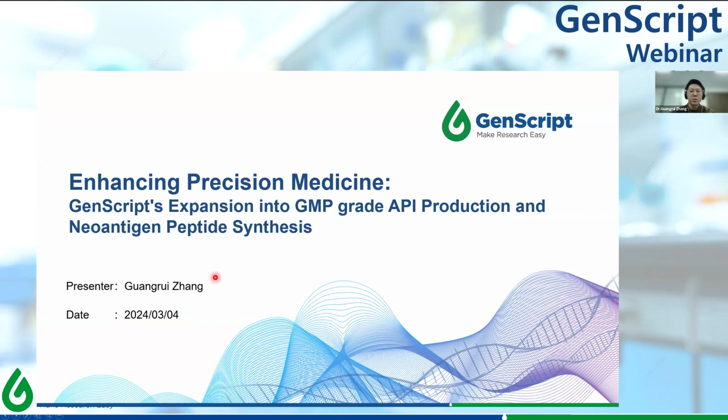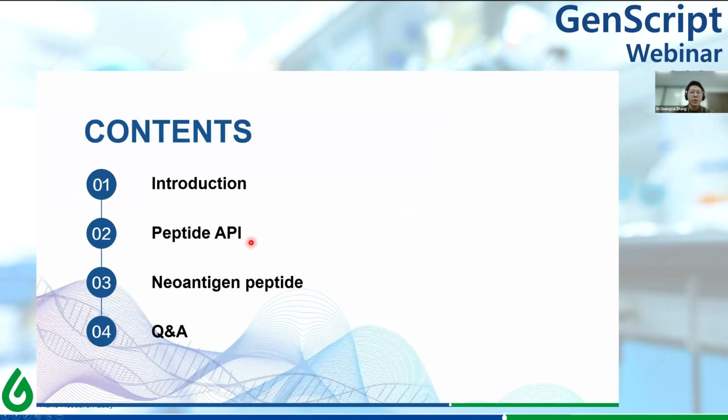Okay, so hello everyone. Thank you for giving me this opportunity to attend this activity. So today we'll be talking about enhancing precision medicine, GenScript's expansion into GMP-grade API production and neoantigen peptide synthesis. We will start with precision medicine and introduce its effect in the field of peptide precision medicine. I'm going to divide my presentation into four parts: first is the introduction, then peptide API, neoantigen peptide, and Q&A. So let's start with the introduction.